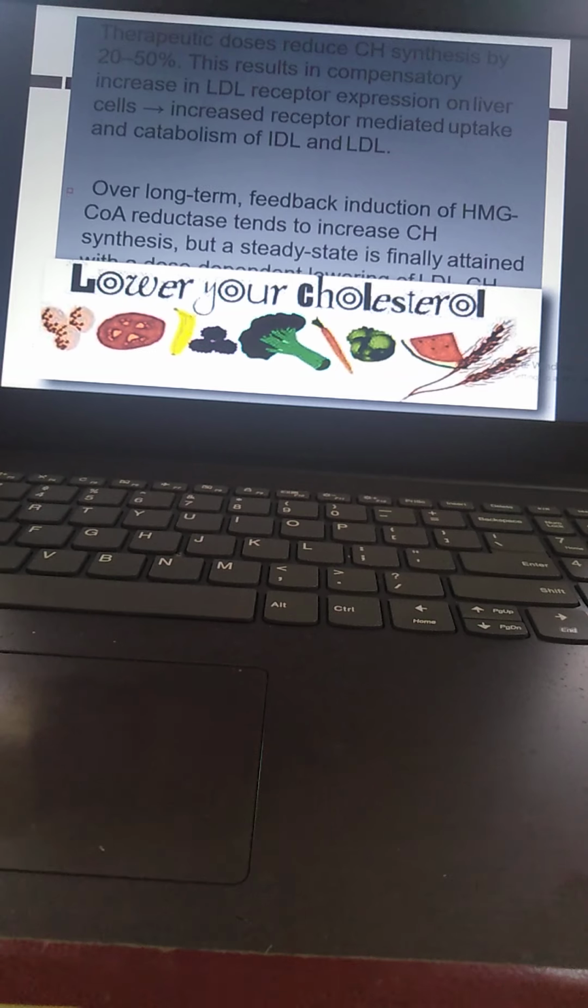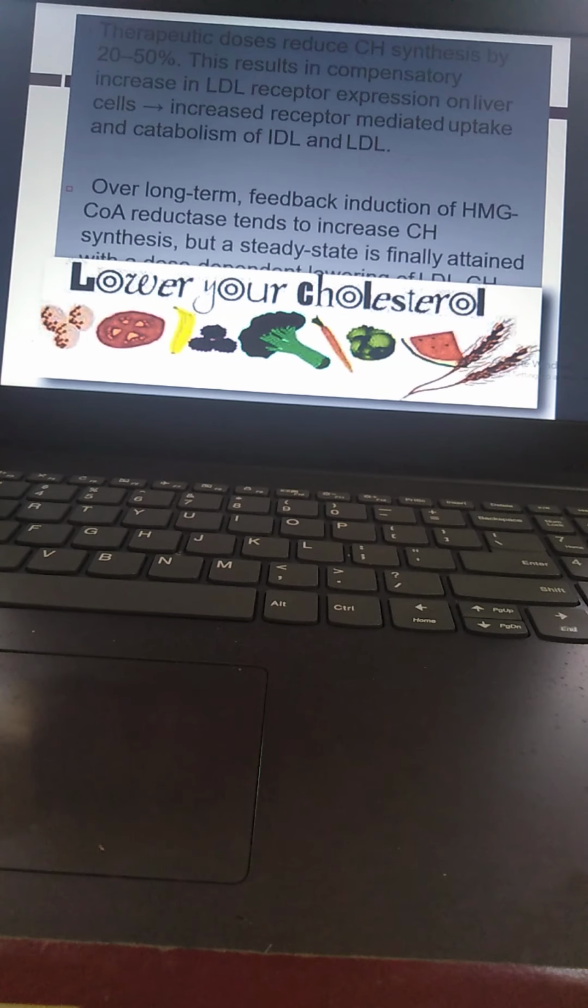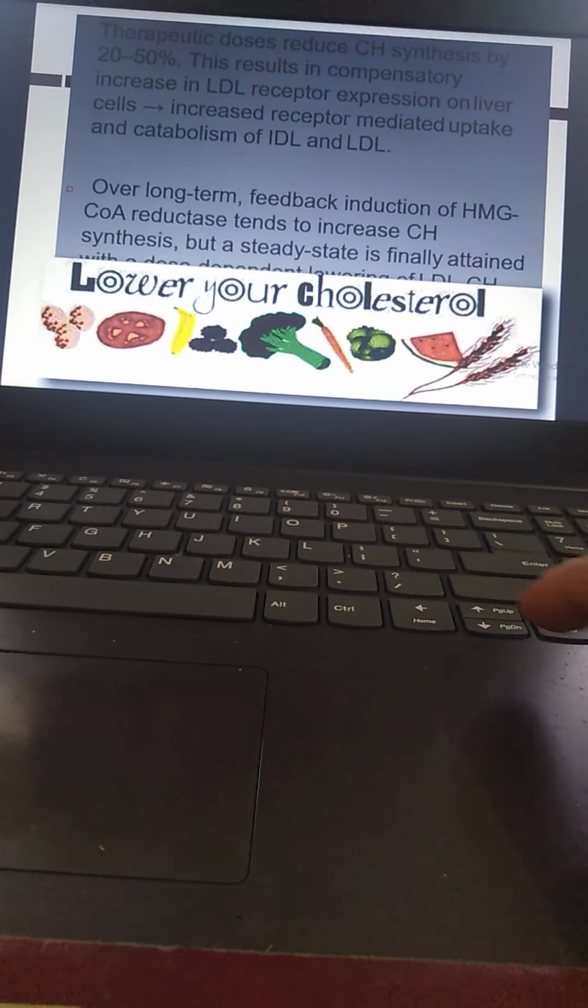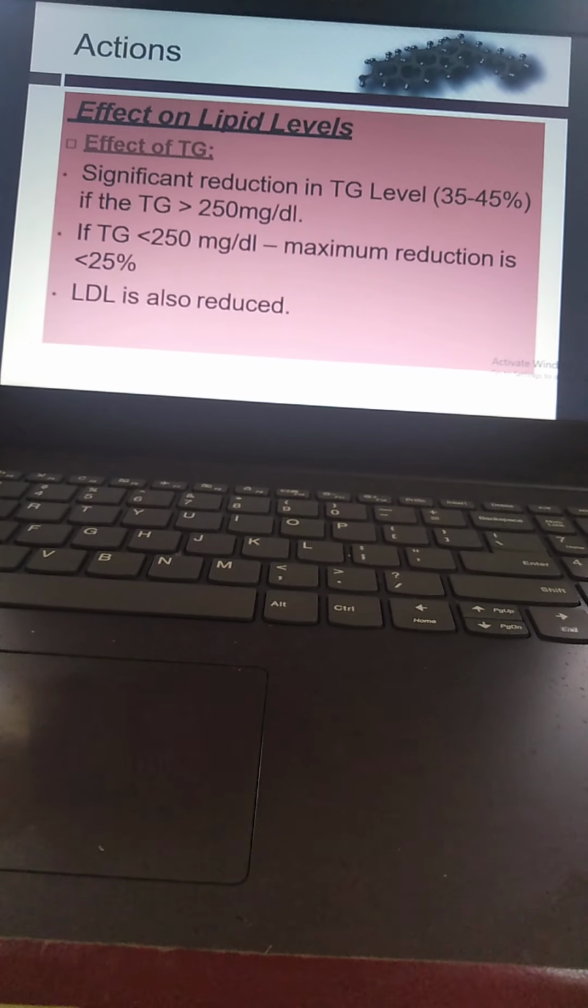Over the long term, feedback induction of HMG-CoA reductase tends to increase cholesterol synthesis. So in the long run, this synthesis is increased, but a steady state is finally attained. How much is absorbed and how much is eliminated is being maintained. Now actions: effects on the lipid levels. Effect on TG: significant reduction in TG levels, 35 to 45%, you have to remember.